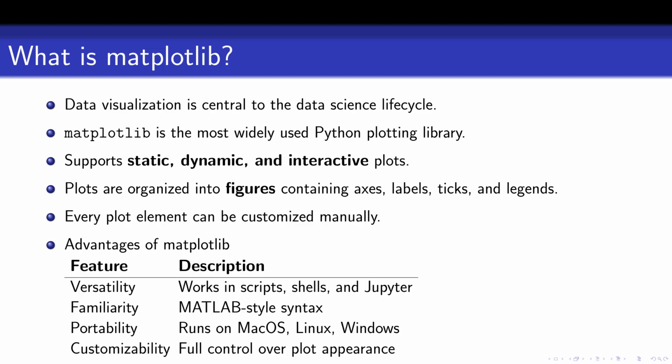Data visualization is a critical part of the data science workflow, and matplotlib is the foundational library used for plotting in Python. It allows you to create a wide range of visualizations, from simple line graphs to complex multi-axis plots. Matplotlib works in different environments such as Python scripts, the terminal, and Jupyter Notebooks, and offers a high level of control over every element of a plot. Plots are structured around figures, which can contain one or more axes, the individual plots, as well as components like ticks, labels, and legends.